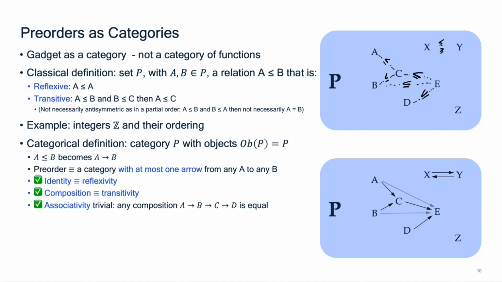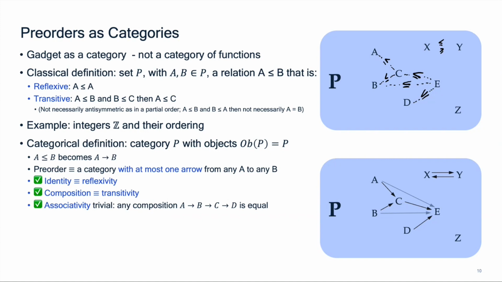Any questions so far? Yeah. Yeah, that's a very good point. That's the difference between a preorder and a partial order. In a preorder, things can be equal in the sense that the one is smaller than the other and the other is smaller than the first, without being identical.